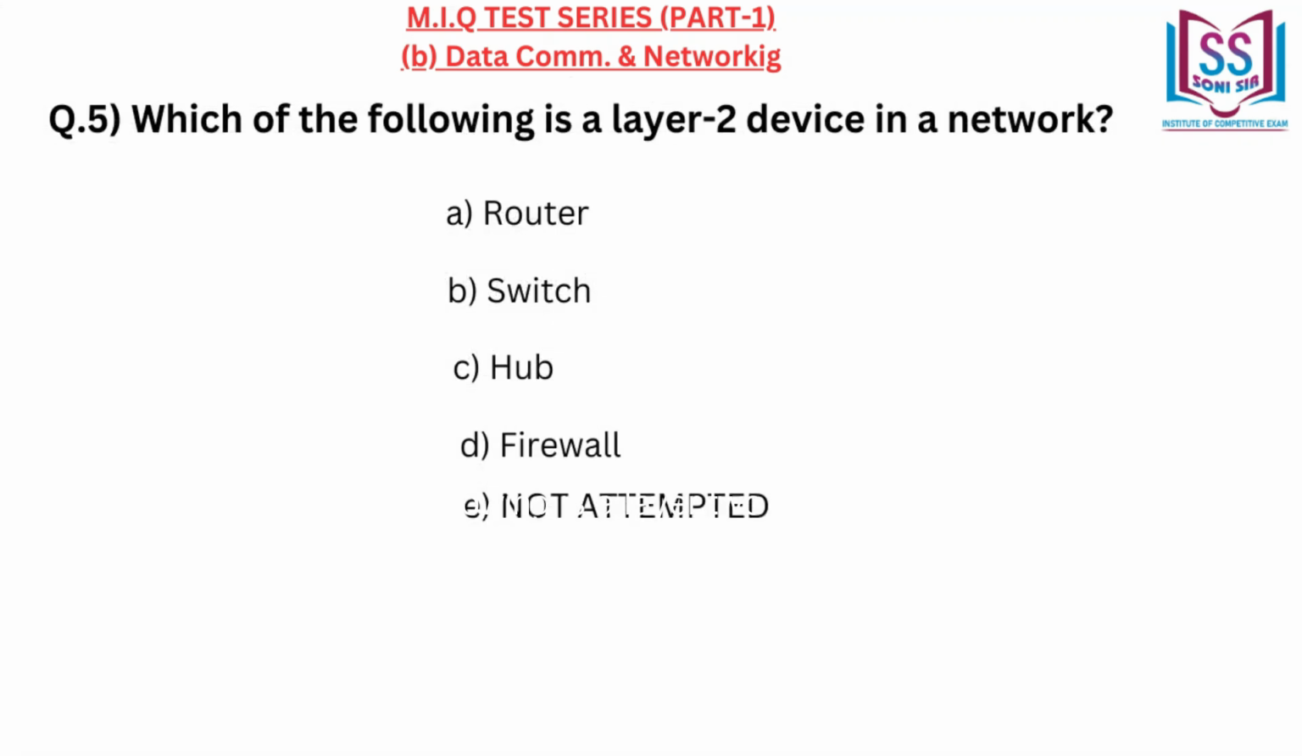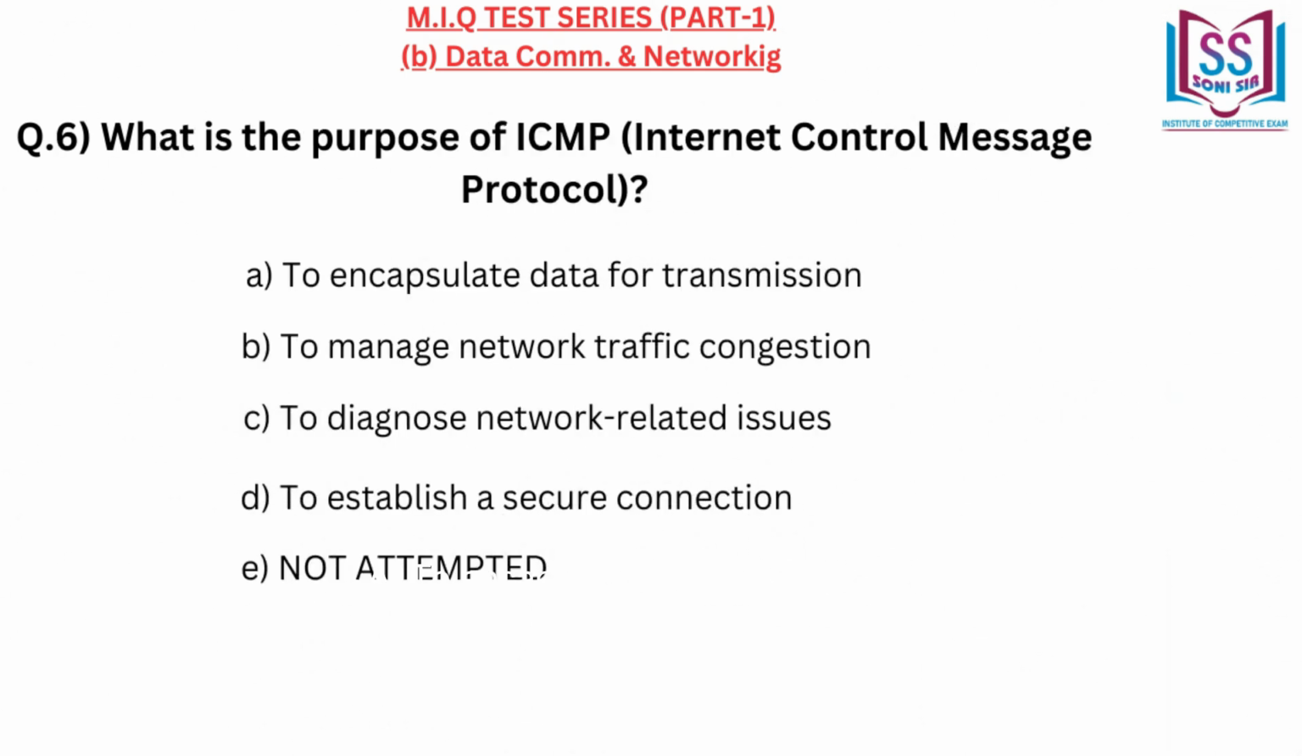Which of the following is a layer 2 device in a network? A. Router. B. Switch. C. Hub. D. Firewall.